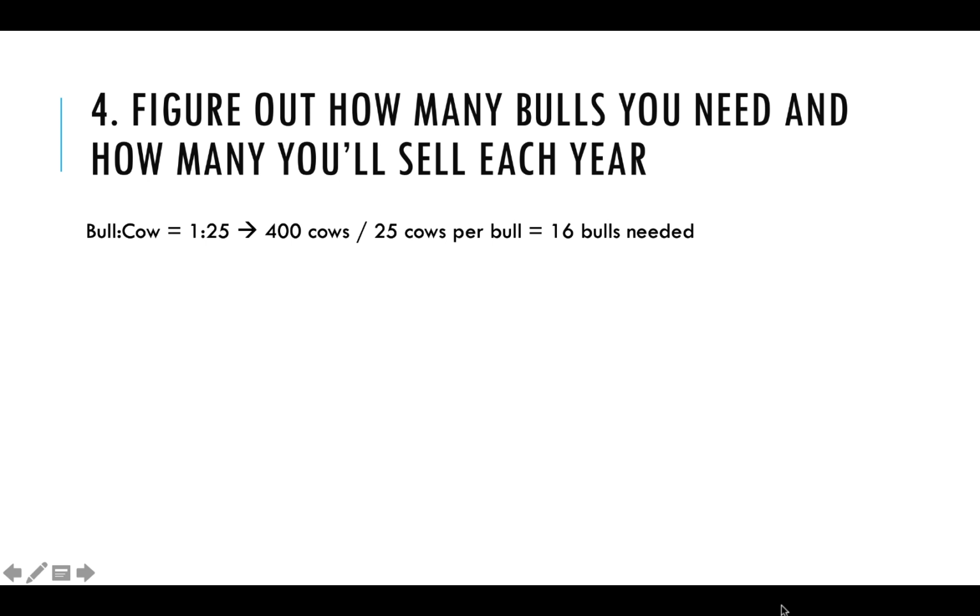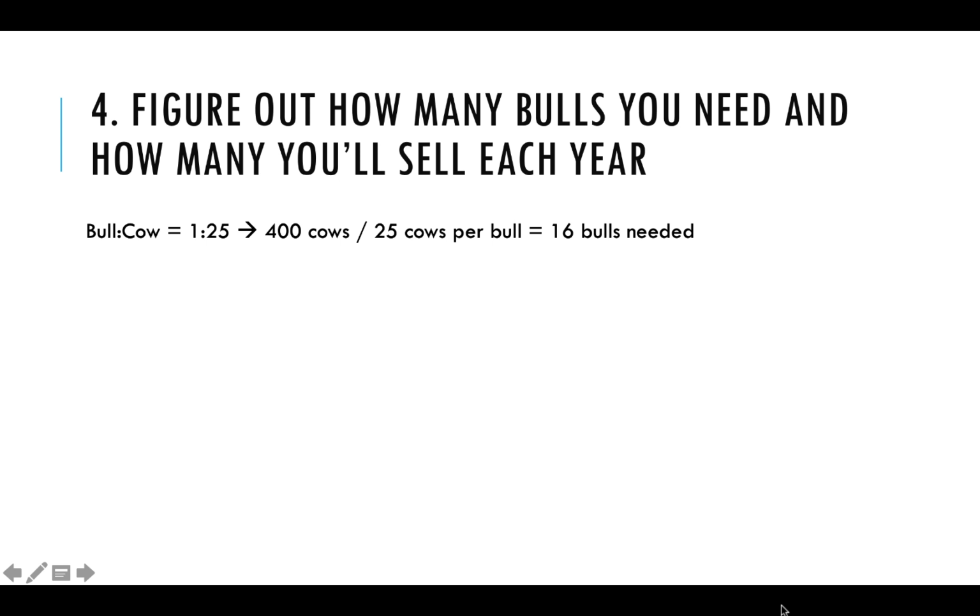All right, so we have two more pieces of information to calculate before we bring all of this information together. And so the fourth step of this problem is to figure out how many bulls we need and how many bulls we're going to sell every single year. And so we know that we're dealing with a 400 cow operation. And the information in the scenario said that the bull to cow ratio was 1 to 25. So one bull for every 25 cows.